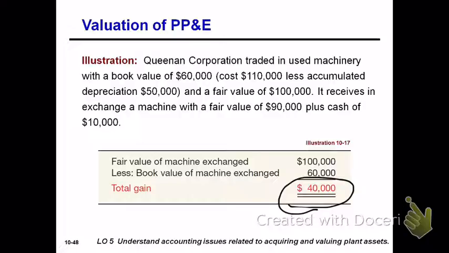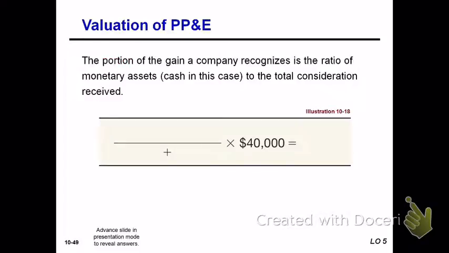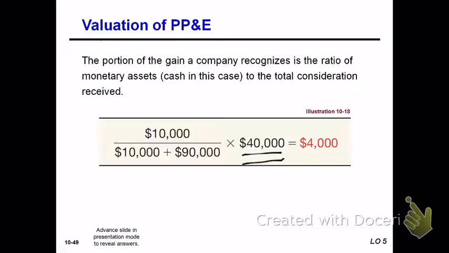So if we have cash being received, and it's a no commercial substance, but there is a gain, we have to see how much of the gain should be recognized. So the first step is to figure out what is the proportion of monetary assets in the consideration received. So $10,000 cash over the cash plus the new truck. That is equal to 10,000 over 100,000, or 10%. So 10% of the $40,000 gain will be realized, and that means that $6,000 is going to be deferred.